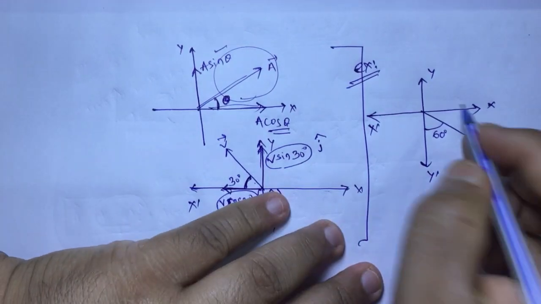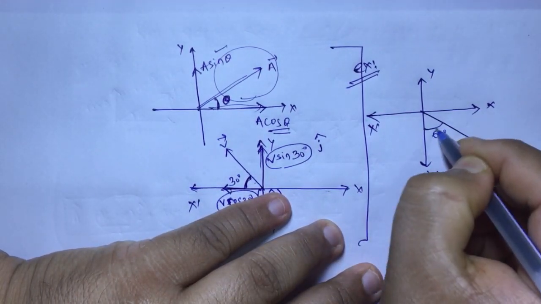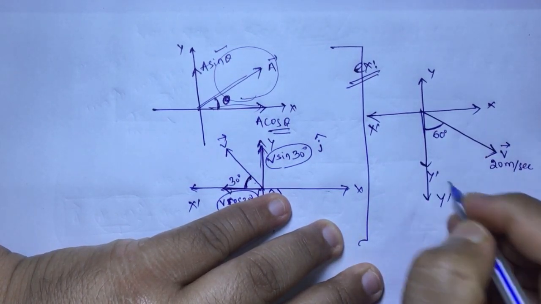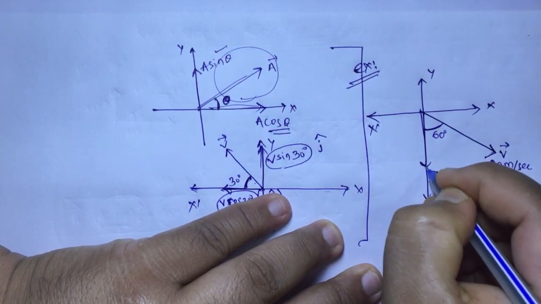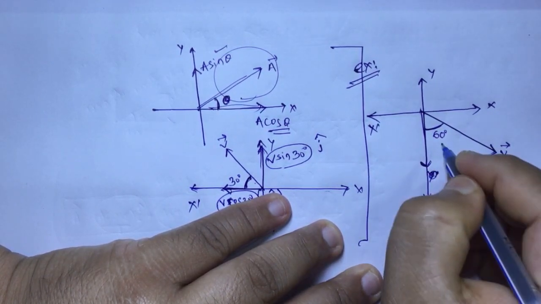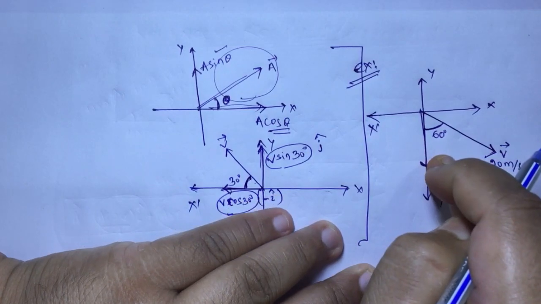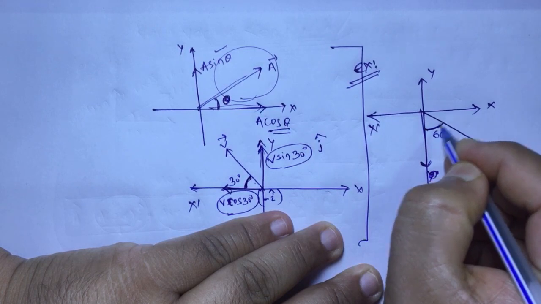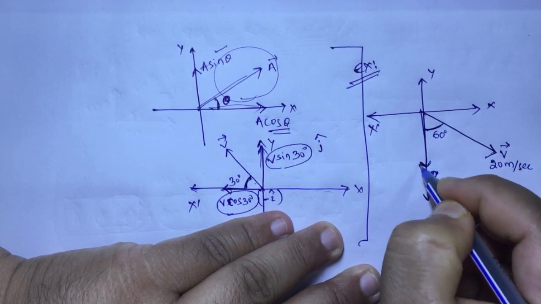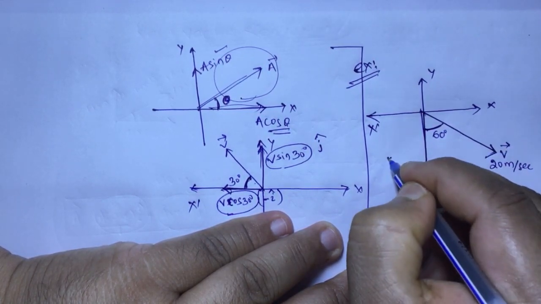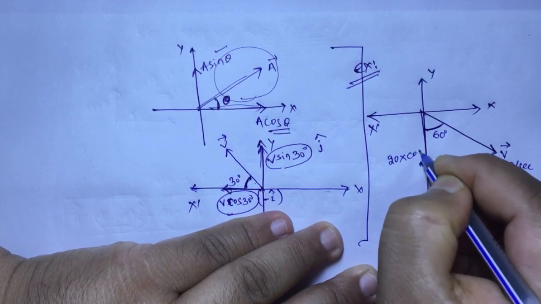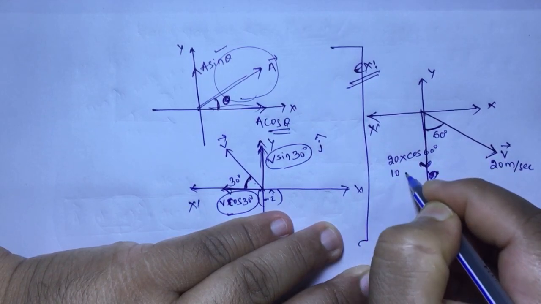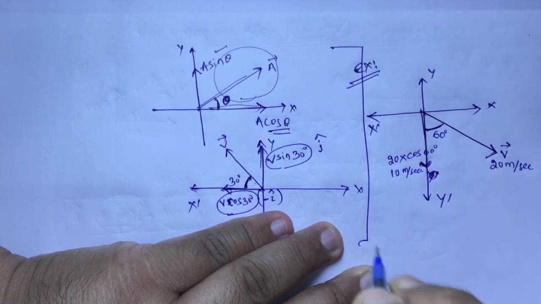So what you have to do? If the v vector is towards this and the theta is given here along this direction, this is your y dash. So along this direction, how much will it come? V into cos 60. Don't remember that along x it is cos. No. Here you can see theta is attached here, not here. So the cos component will come here. So this component will be V into cos 60 degree. Now cos 60 is 1 by 2, so it will be 10 meter per second.